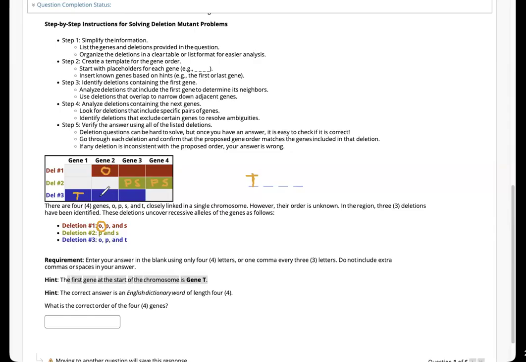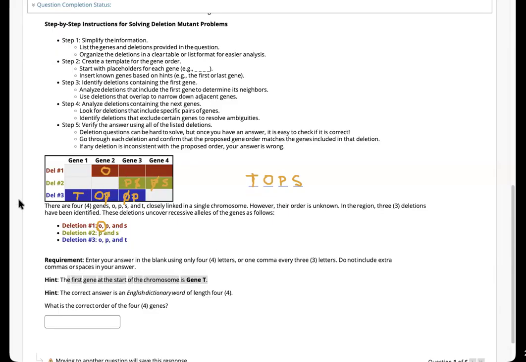Further, we can also look at deletion 3 and see it's OPT, so we know O and P are either here or here. But from the previous step, we determined that O is here. And now we have P and S. We know this one's O and P, but we figured out this one's O. So this one, it's TOP. So that one's P, and this one means that one has to be S. So it's TOPS.